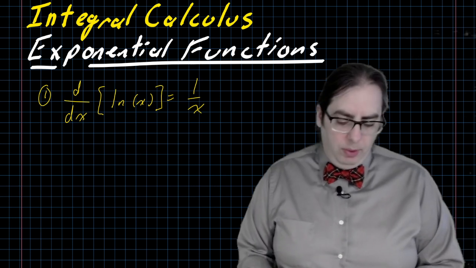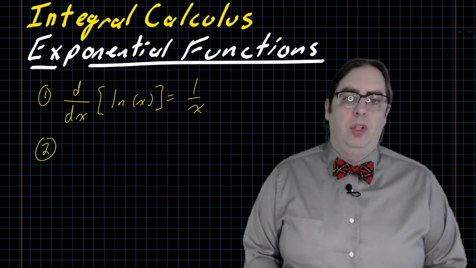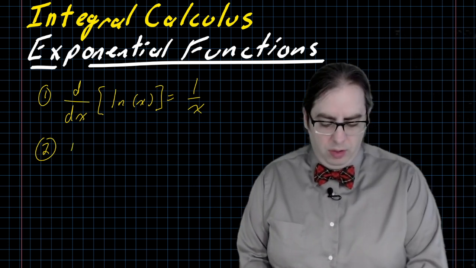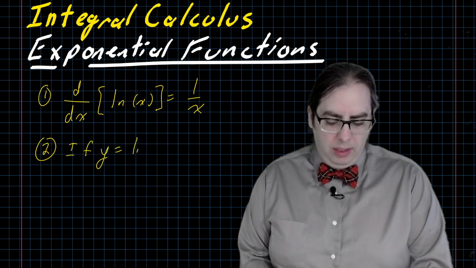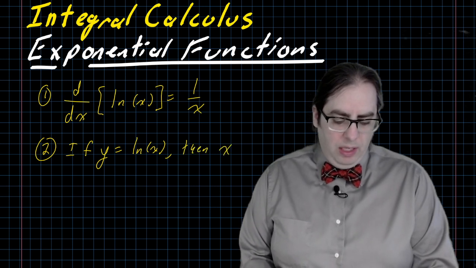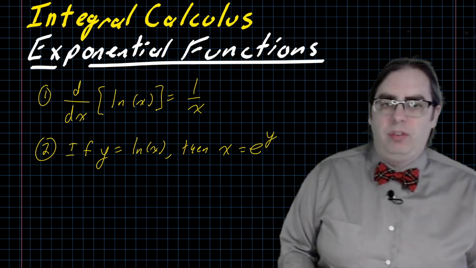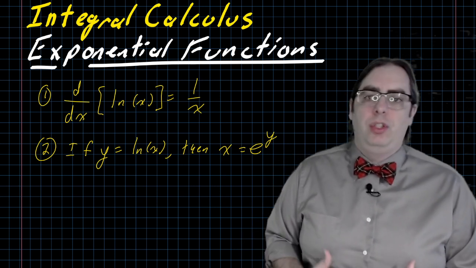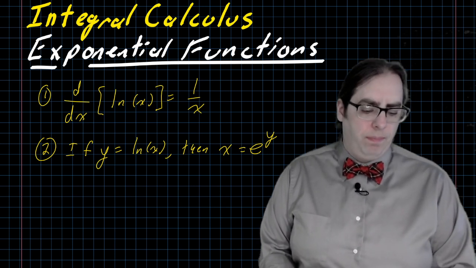The second thing we know about natural logarithmic functions is the inverse. If y is the natural log of x, then x is e raised to the y power. The exponential and natural logarithmic functions are inverses of each other.